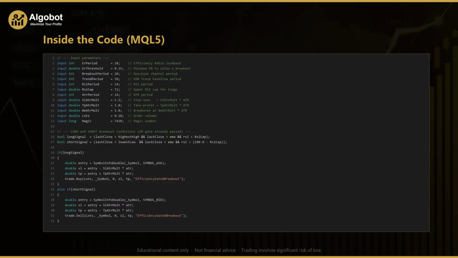Let's look at the actual MetaTrader 5 code driving this, shown here as it appears in the editor. At the top are the input parameters, the dials you can adjust before running the expert advisor. You can see the efficiency ratio period and its threshold of 0.35, the breakout channel period of 20, the 50-period trend moving average, the relative strength index period, and its cap of 72, and the average true range period. Below those sit the multipliers that shape risk, the stop at 1.5 times average true range, the target at 3 times, and the break-even at 1 times, followed by the order volume and the magic number.